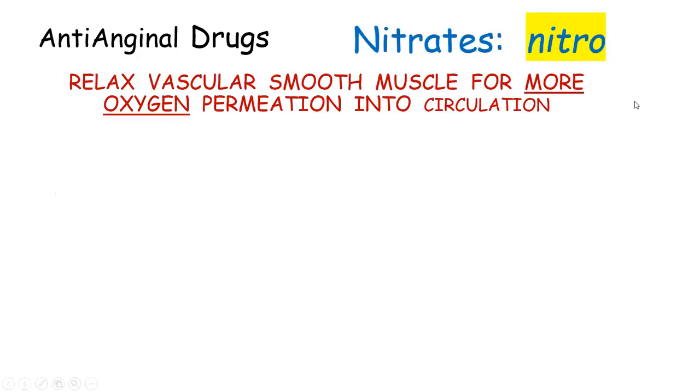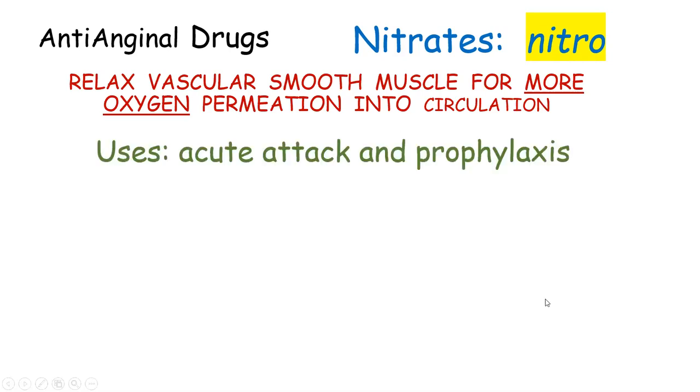Nitrates. Nitrates have NITRO, and how do they work? They relax the vascular smooth muscle, and it allows more oxygen to get from the circulation into the heart muscle. It's used for acute angina. It's also used for prophylaxis.